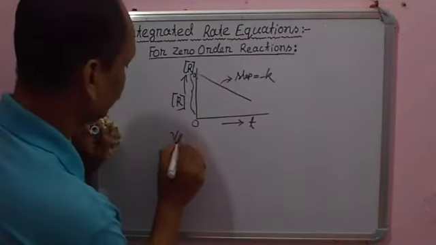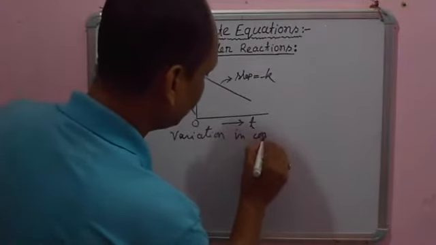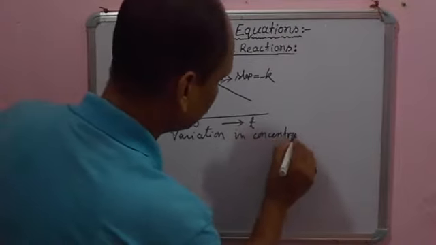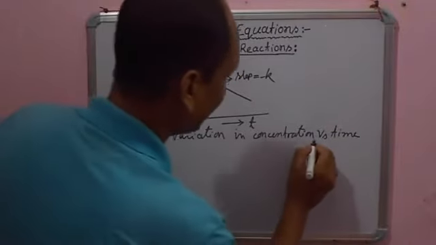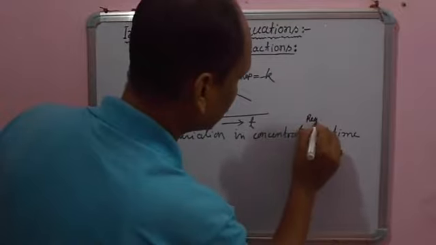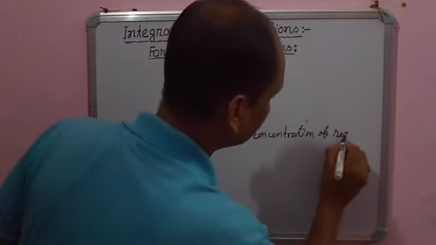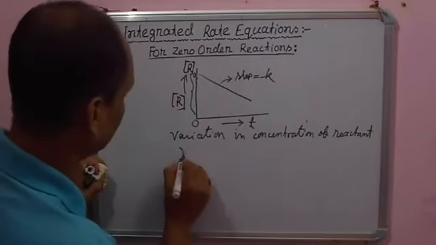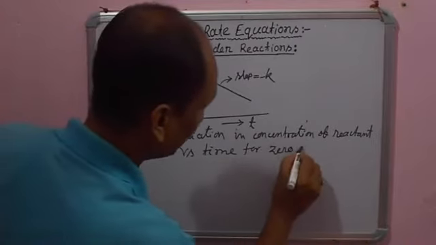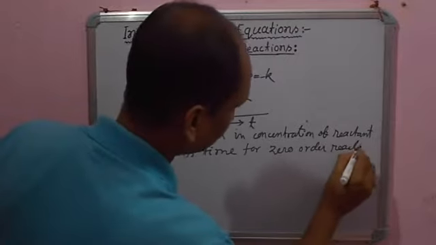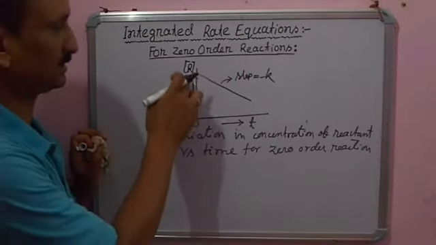So this is the variation of concentration of reactant versus time for a zero order reaction, where the slope is equal to minus k and the intercept is the initial concentration [R]0.